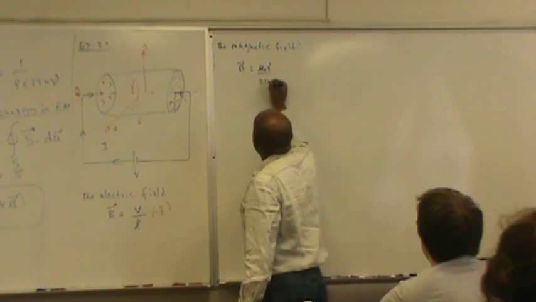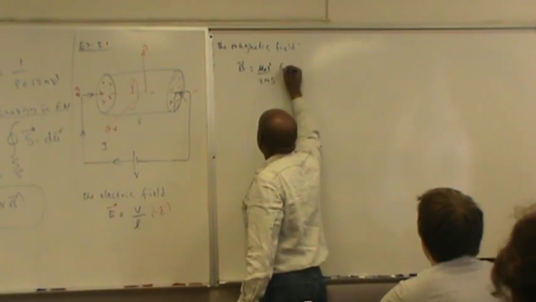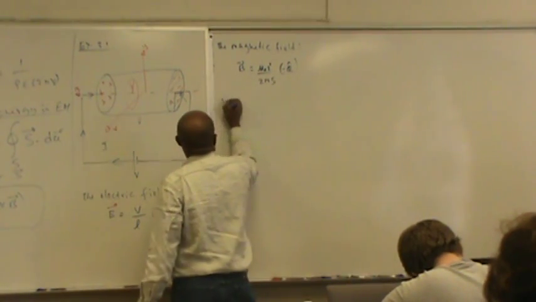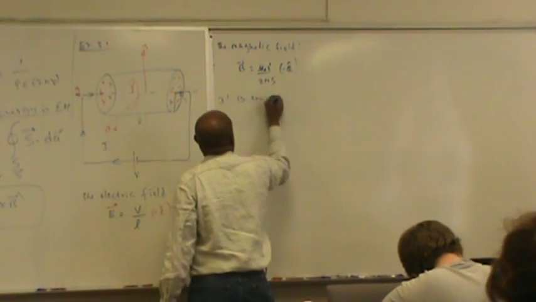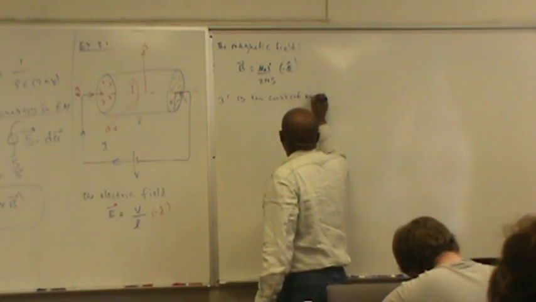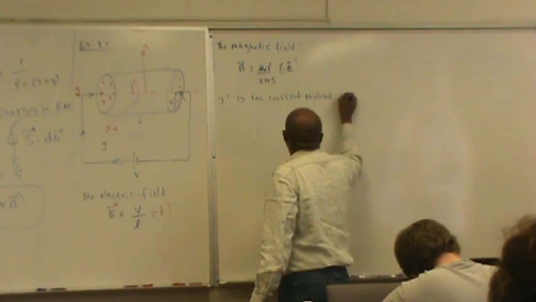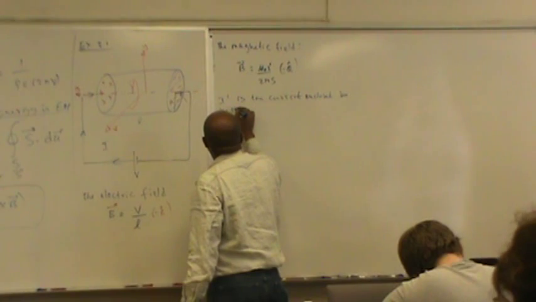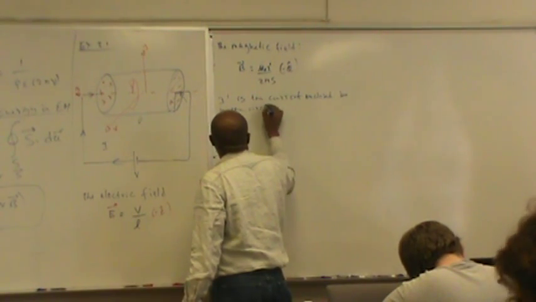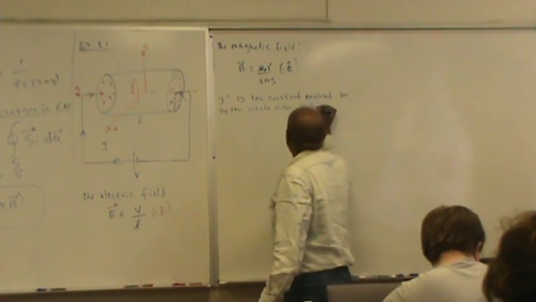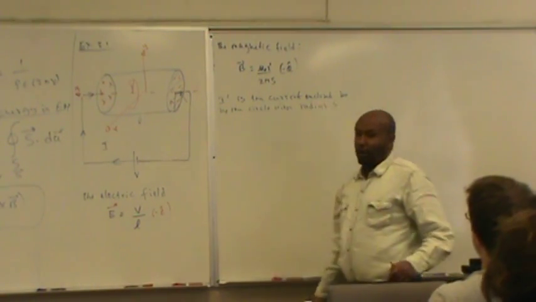Over 2 pi s in the negative field direction. So this I prime is the current enclosed by S, with a radius S. So how can I find that?